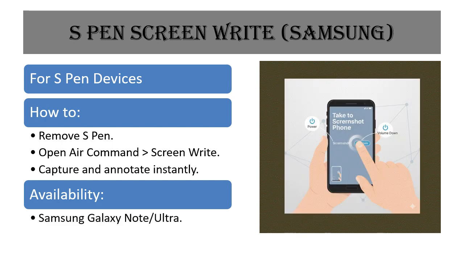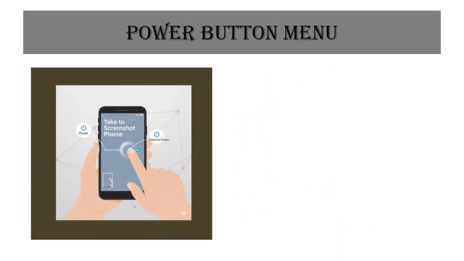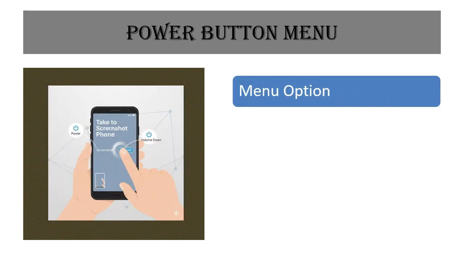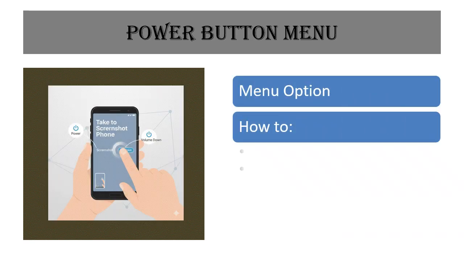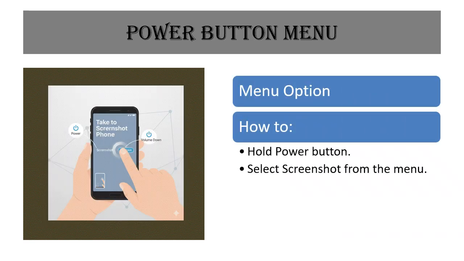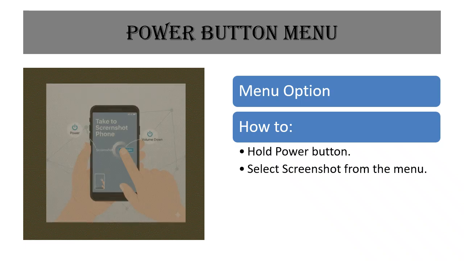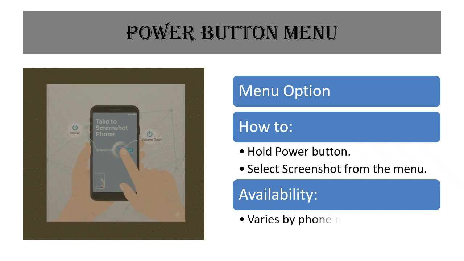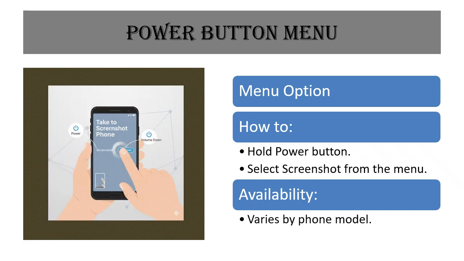Power button menu. Many Android phones also integrate screenshot options into the power button menu. Press and hold the power button, then tap Screenshot from the options. The availability may vary depending on your phone's brand and software version.